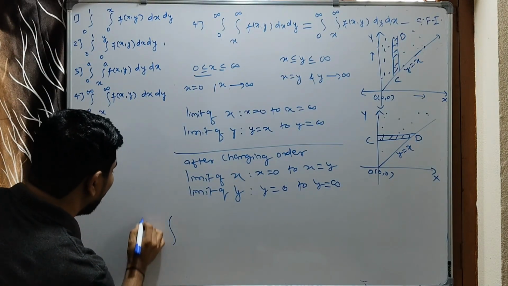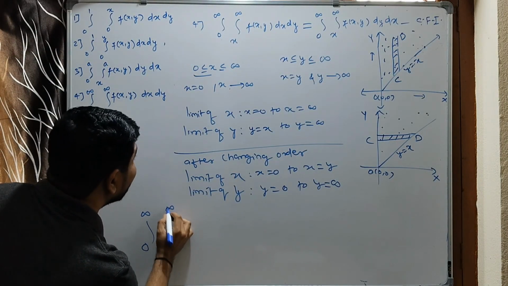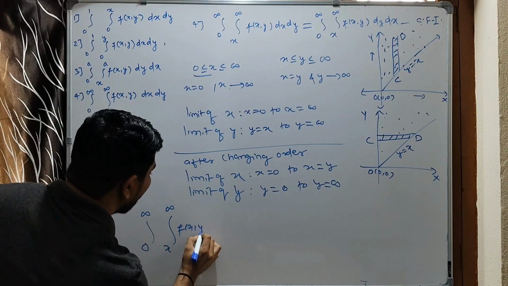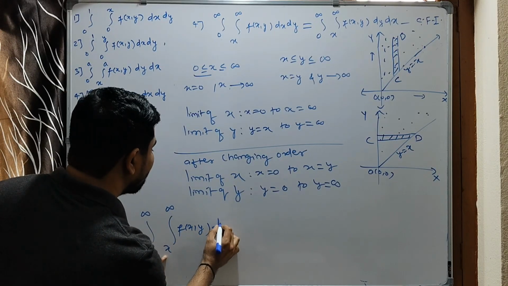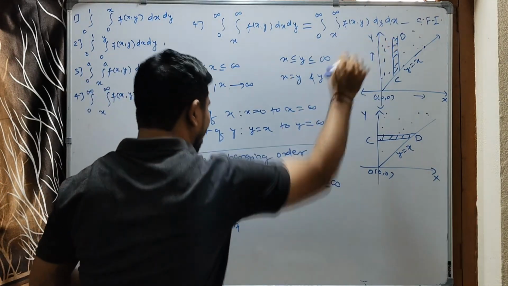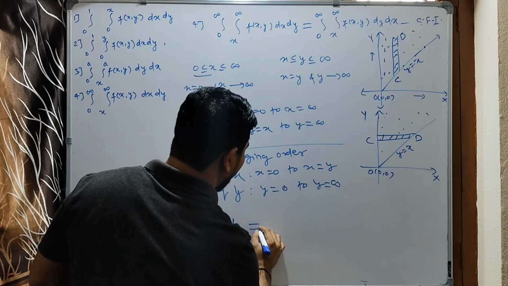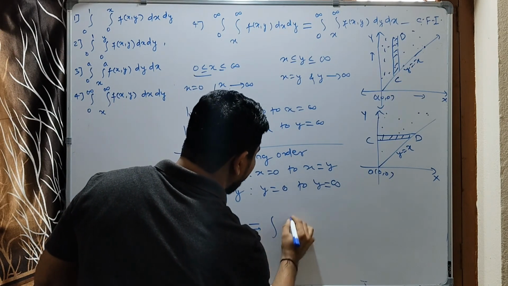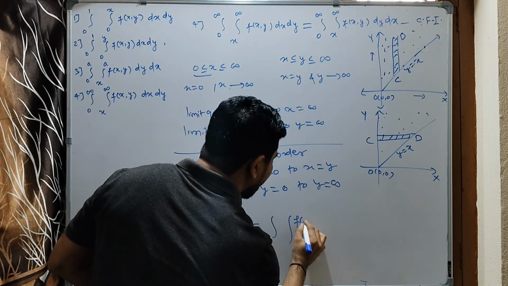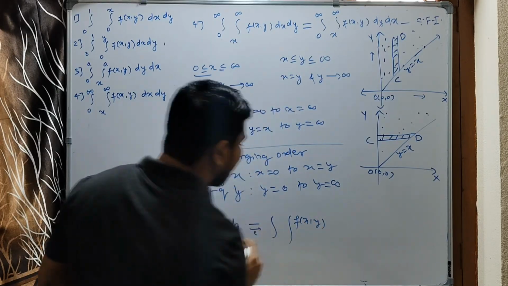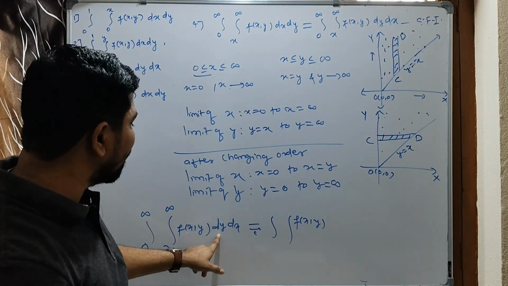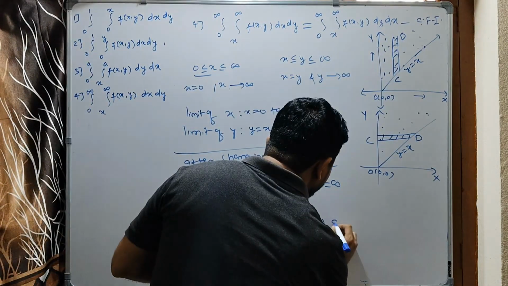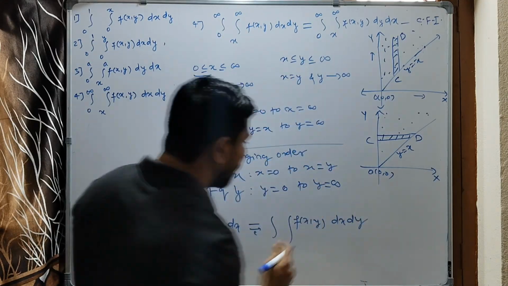So here 0 to infinity, x to infinity, this is f of x comma y, with respect to dy and then dx. This is the correct form after changing. So here I want to change this order from dy dx to dx and then dy, so dx dy.